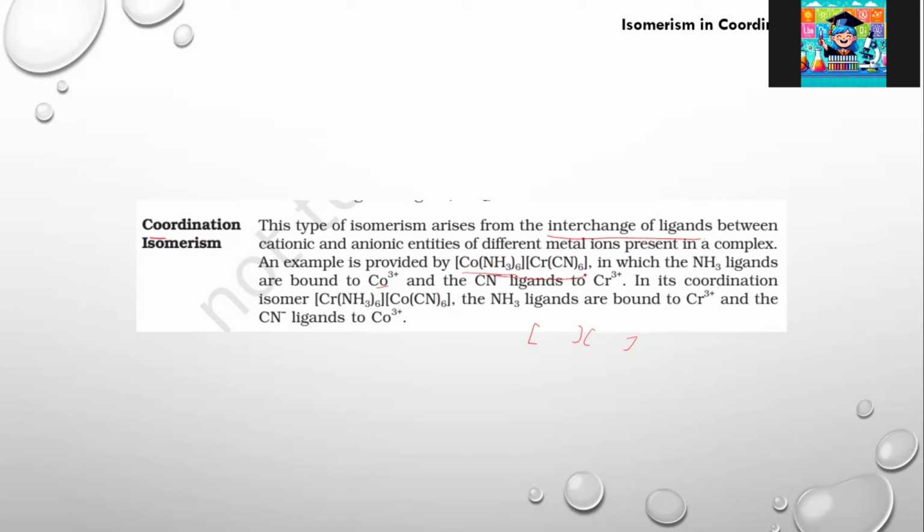This is a coordination isomer of this compound here, where chromium becomes the cationic central metal atom. Here, the interchange of ligands is happening: chromium is bound to NH3 and cobalt is bound to CN minus. So these two are coordination isomers. The difference is that the ligands are interchanged between the two metal atoms in certain complexes where both the cationic and anionic parts are coordination entities.